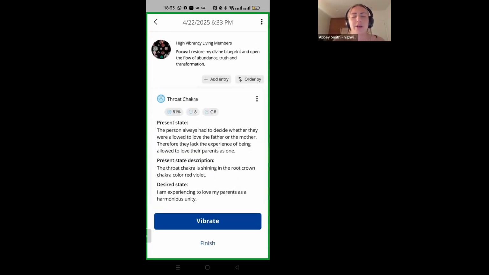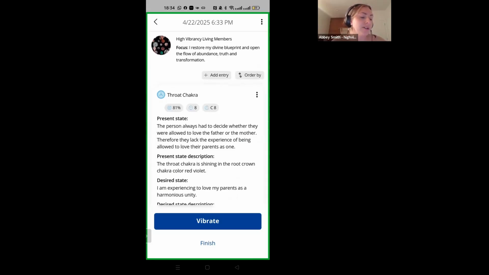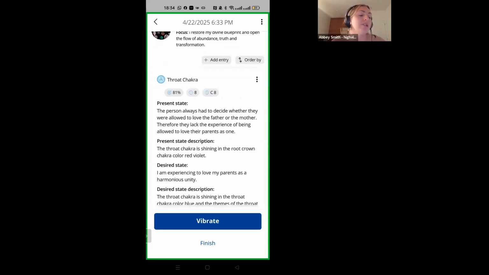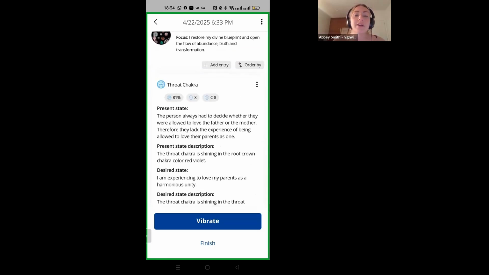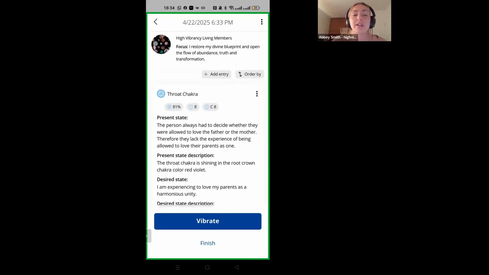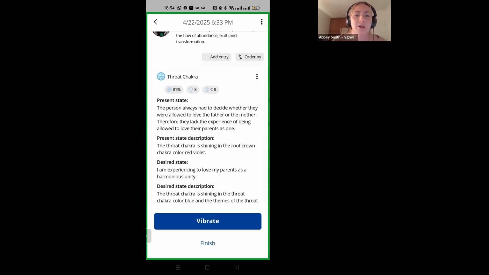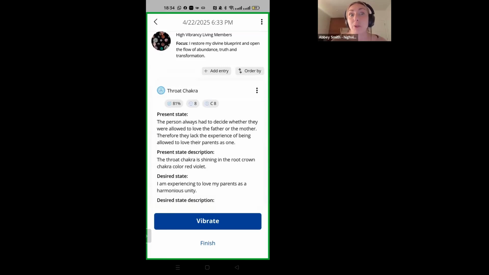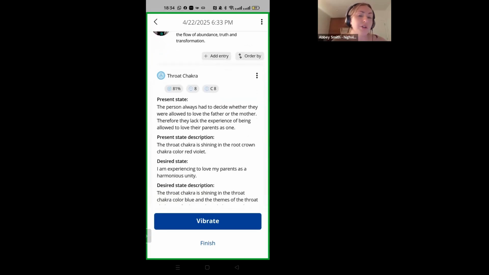Beautiful. So you can open your eyes for a moment. We will go back into meditation when we add these in a minute. But we're just going to have a look to see what's actually affecting us in restoring our divine blueprint. So the focus is always at the top, and anything that is blocking us is below. So throat chakra is coming up as one of the main blockages for restoring our divine blueprint as a group for the flow of abundance, truth, and transformation.